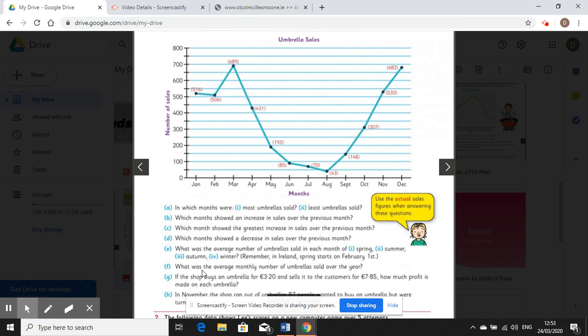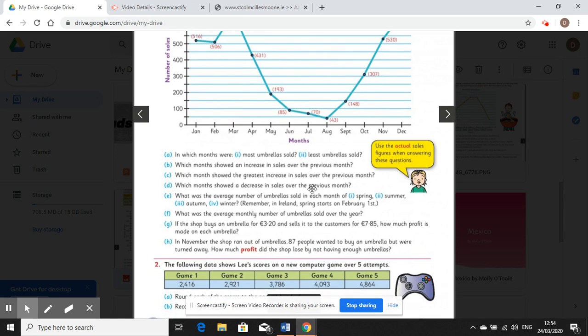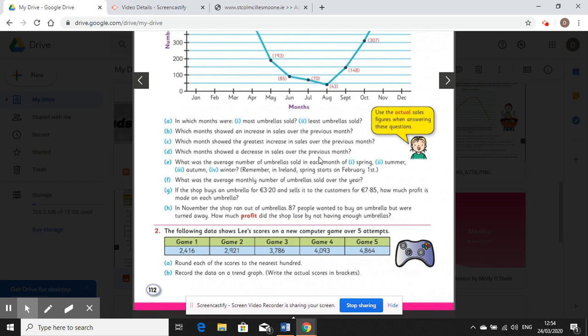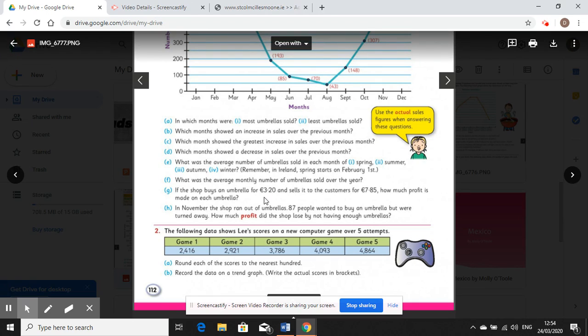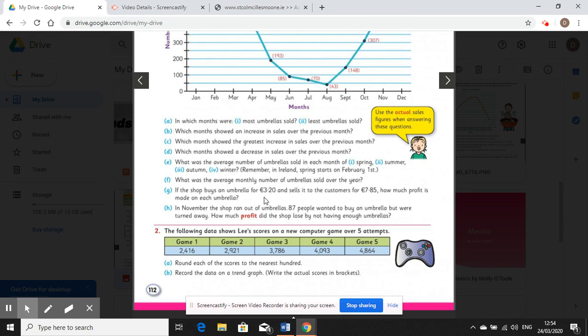All right. What was the average monthly number of umbrellas sold over the year? So this one we might use our calculator. So to find the average, we're going to have to add up the 12 months of the year and divide it by 12. Then question G says, if the shop buys an umbrella for $3.20 and sells it for $7.85, how much profit is made on each umbrella? So you should be able to work out that sum.